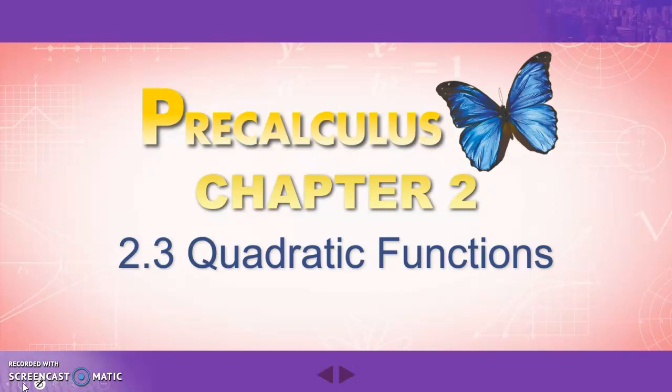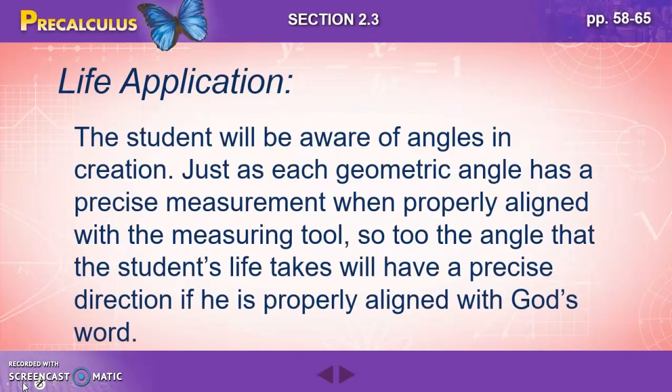We've been reviewing linear functions, graphing those, and writing equations for those. Now let's take a look when our functions don't make a straight line, when they are quadratic.